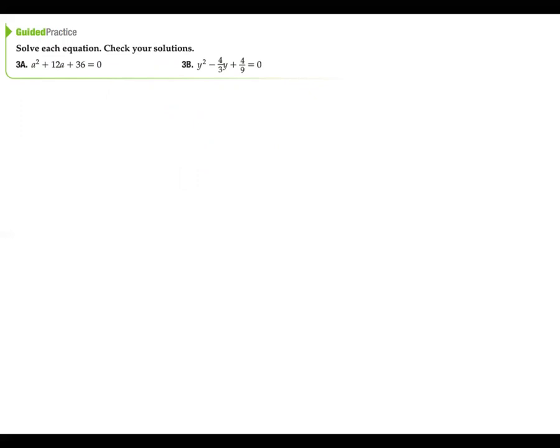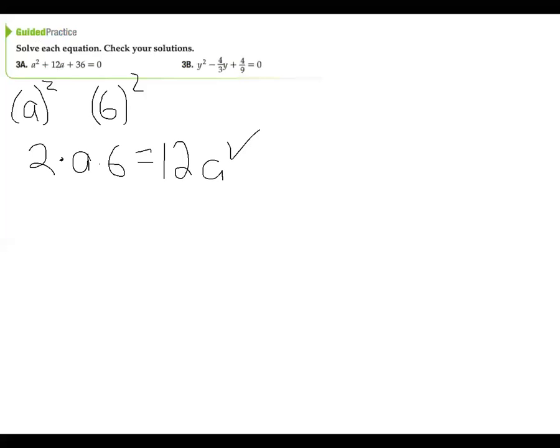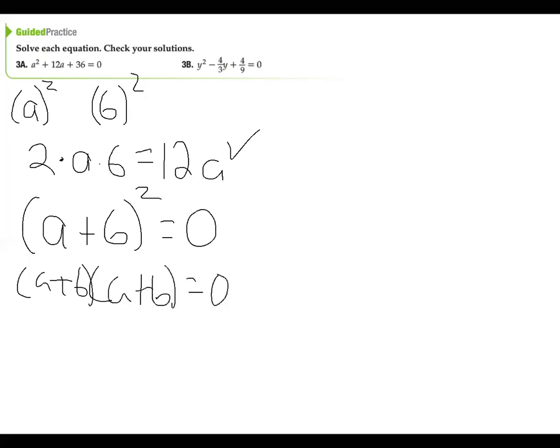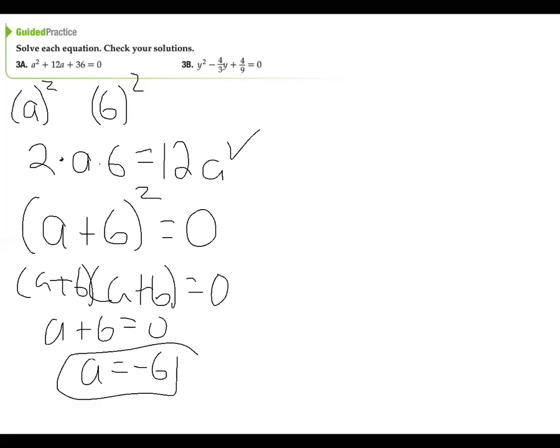Okay, we're back. So the first one can be thought of as a squared, quantity a squared. 36 is 6 squared. If I do 2 times a times 6, I get 12a. So it is a perfect square trinomial, and it factors into a plus 6 squared equals 0. And then that would be a plus 6 times a plus 6 equals 0. And then I could do a plus 6 equals 0, subtract 6, and you get a equals negative 6. And that's your answer.